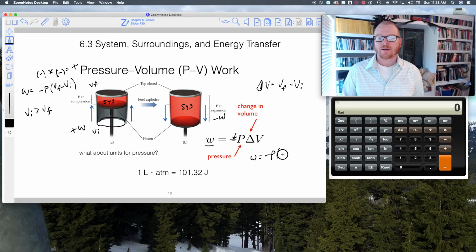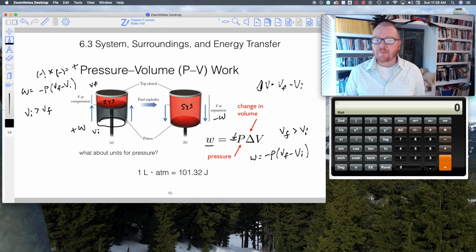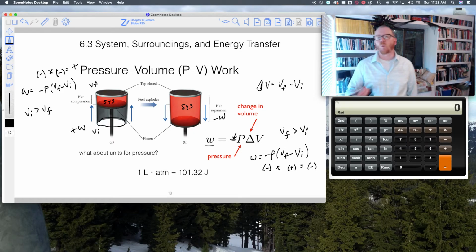Negative P times VF minus VI, and then in this expansion, VF will be greater than VI. And because VF is greater than VI, this quantity is positive times the negative sign for the pressure. A negative times a positive gives me a negative. And so that predicts that work will be negative for expansion.